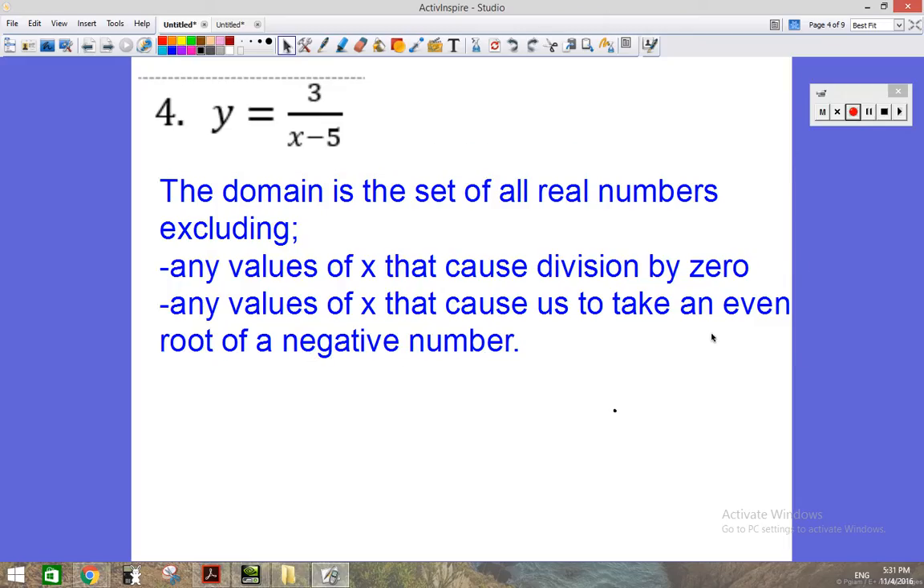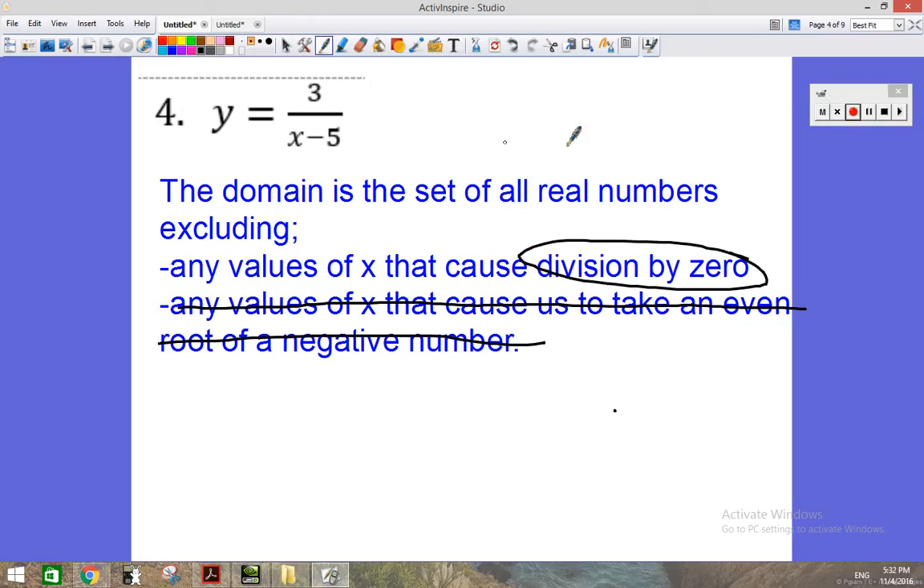And I have the domain as the set of all real numbers, excluding any values of x that cause division by 0, and also excluding any values of x that cause us to take an even root of a negative number. Well, I don't have any roots in here. I don't have any square roots, so I don't have to worry about this second one. But I do have to worry about division by 0 because I have a variable in my denominator.